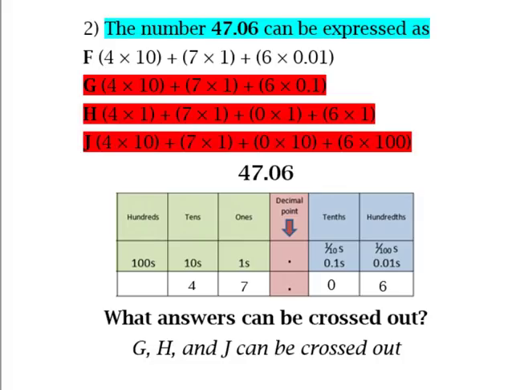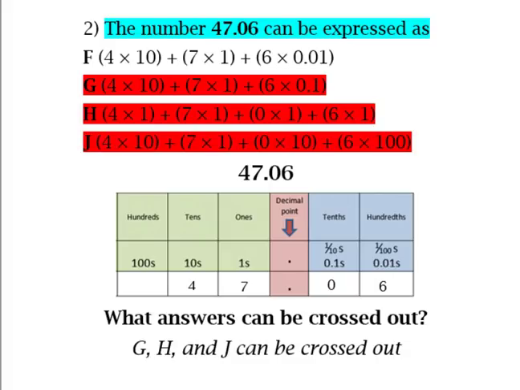Let's look at H. Immediately off the bat, we see that it says 4 times 1, and that's wrong because we know that the 4 is in the tens place. Moving on to J, we know that 4 times 10 is correct, plus 7 times 1 is correct. What makes it wrong is that it says plus 0 times 10 plus 6 times 100 without there being a decimal place.